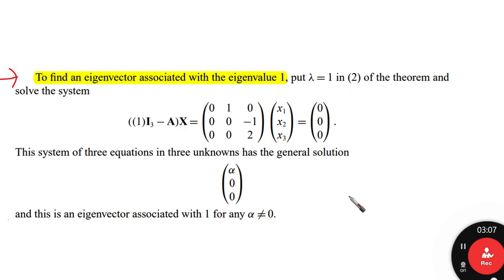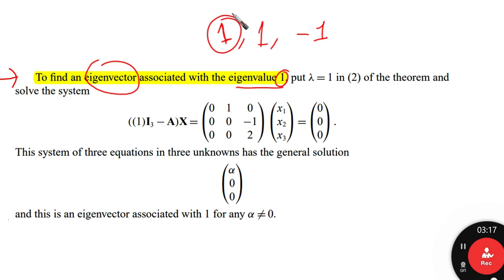Okay, let's find an eigenvector associated with the eigenvalue 1. So we have 1, 1, -1. Let's go with the first one here. We are going to substitute lambda equal to 1 in this equation, this system, with x. Remember, we are going to solve it as we have solved it in the previous videos, right? So we need to solve this system.